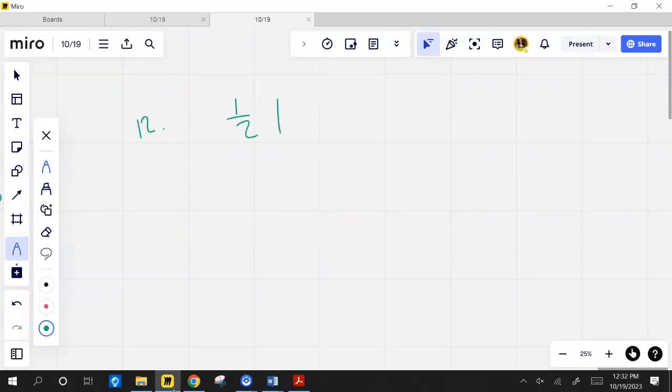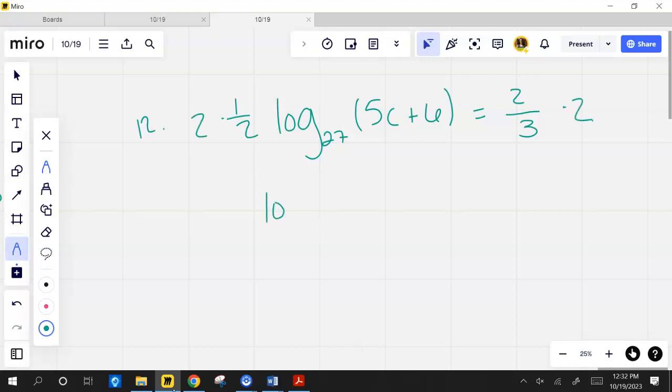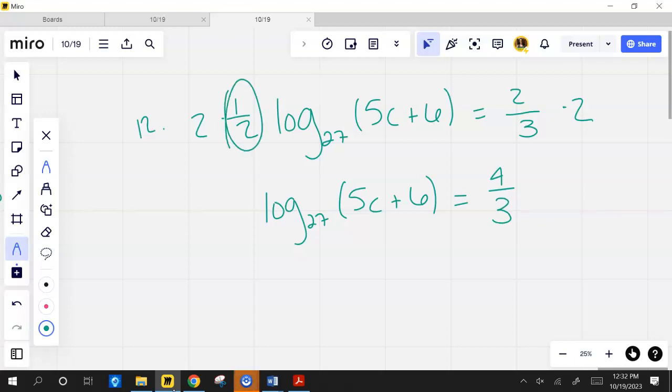12. 1/2 log base 27 of 5c plus 6. Absolutely. I would multiply by 2. You could have made this an exponent and you'd have a square root there. But if I'm doing this, I'm going to get log by itself first. I'm going to multiply by 2. You said that like you were trying to catch me doing something I wasn't supposed to do. The 2 came because I flipped that over and multiplied to get rid of it. Because if I don't, what's 2 times a half? Half of 2. 1. So I chose that.